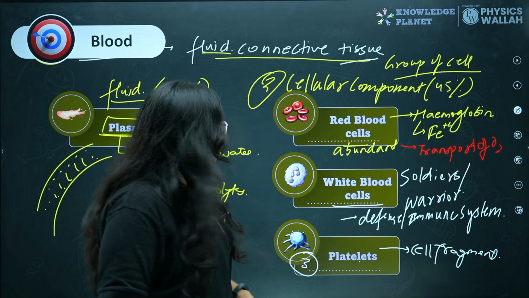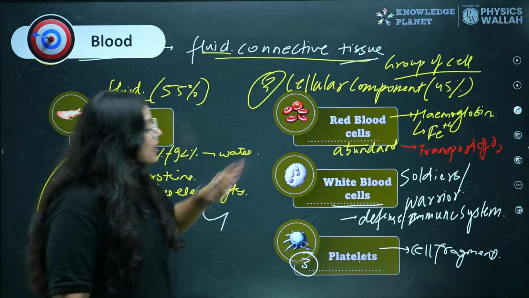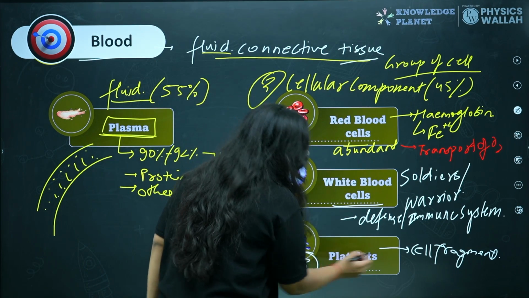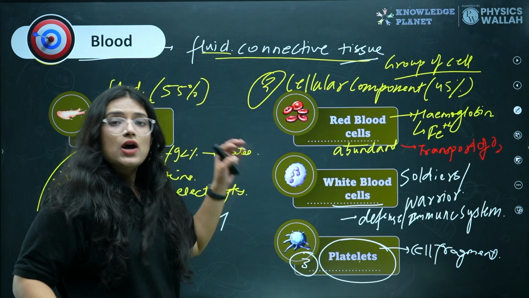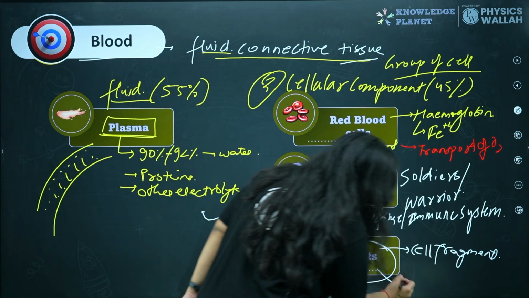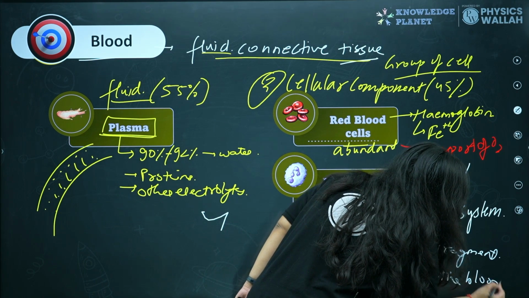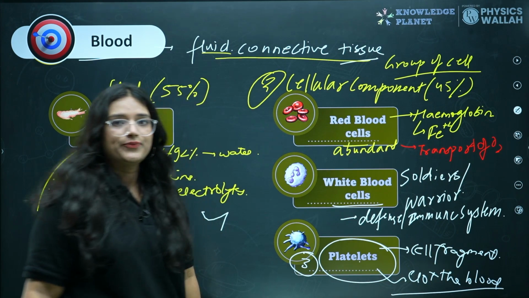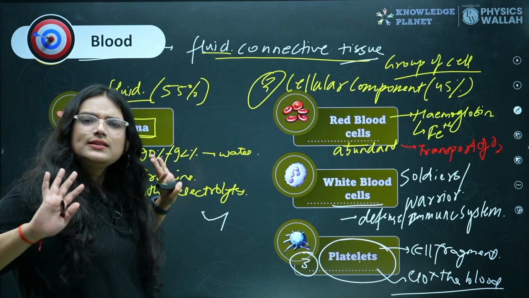So let's talk about it. This is because of the special cells or cell fragments present in the blood, and those are platelets. These platelets will help to clot the blood, and therefore the blood will stop oozing out from there. Okay, understood? Now let's make this blood flow.